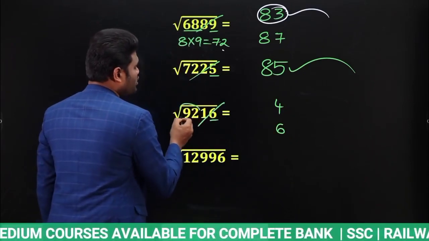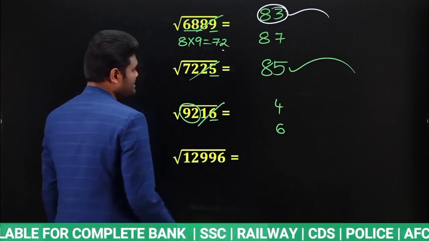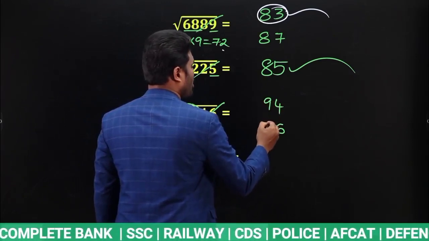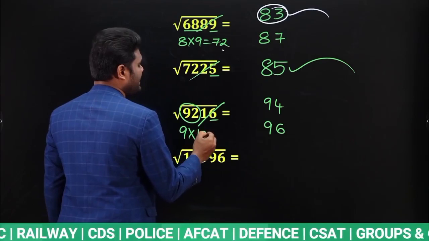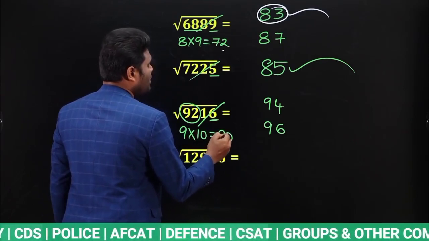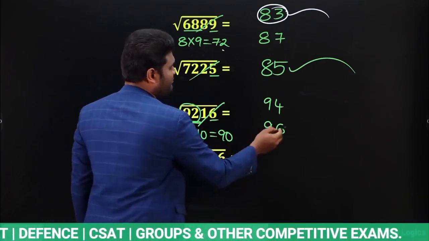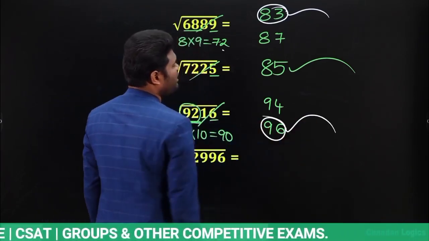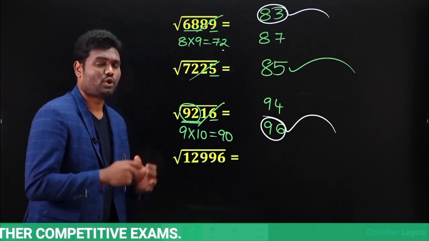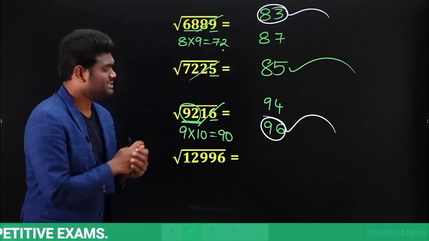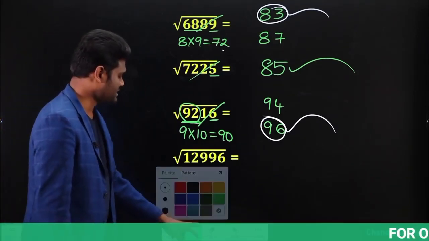Next, 92. Perfect square close to 92 and less than 92. 9 square is 81, which means this should be 94 or 96. Now what you have to do? 9 multiplied with the next number, that is 9 10 times, it is going to be how much? 90. Now compare, 92 is greater than 90. As 92 is greater than 90, our value should be a bigger value. Bigger value means 96. So 96 is going to be our answer. Okay. Very simple. It's a matter of fraction of seconds. In fraction of seconds, you can get these answers.